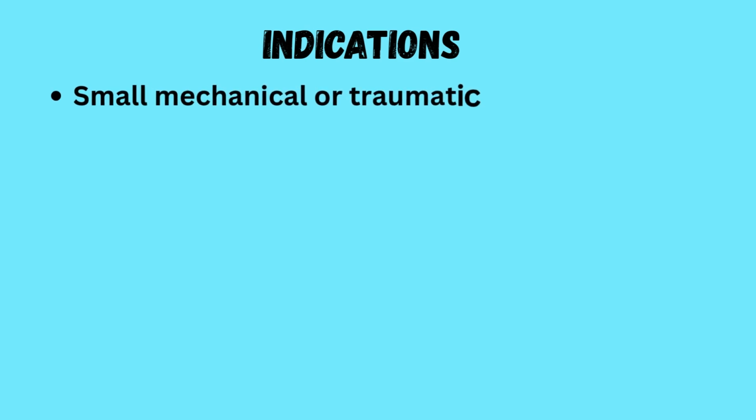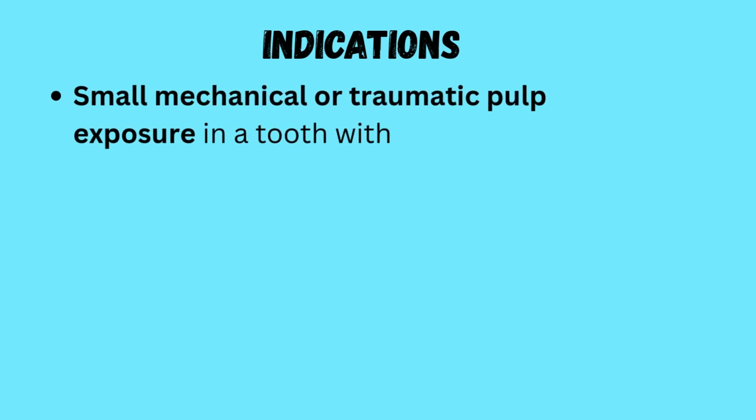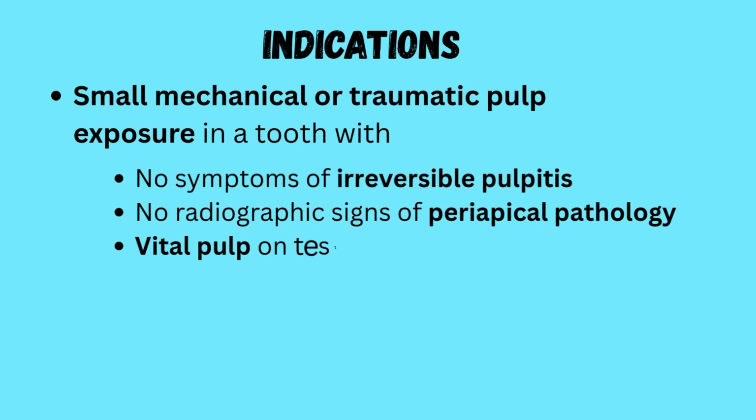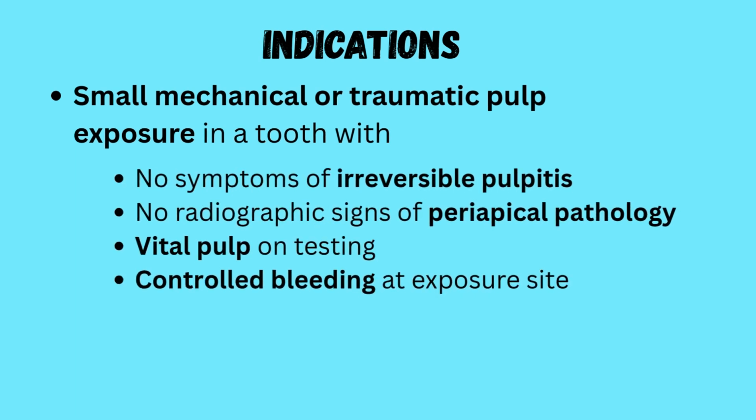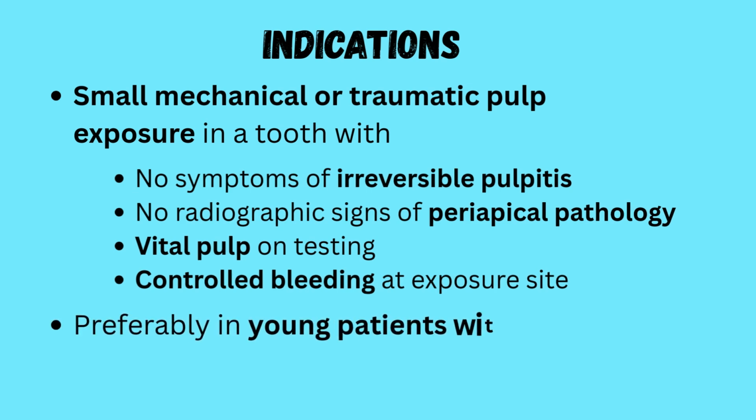We do it when there is a small mechanical trauma or injury resulting in pulp exposure in a tooth showing a vital pulp with no signs of periapical pathology or irreversible pulpitis, and in young patients with open apices. But caries-induced pulp exposures have a lower success rate.